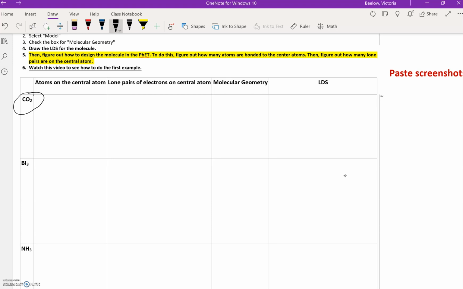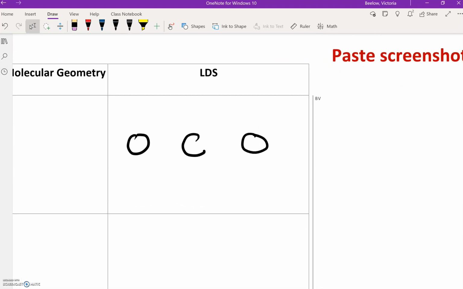So we have carbon and two oxygens. I'm going to be putting the carbon at the center. If you ever have carbon or an element that you just have one of, you're going to put it at the center. And then we're going to put those two oxygens around it.